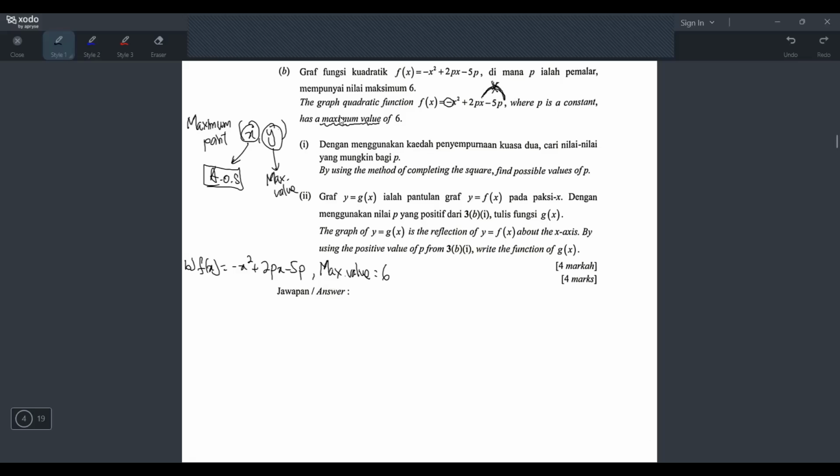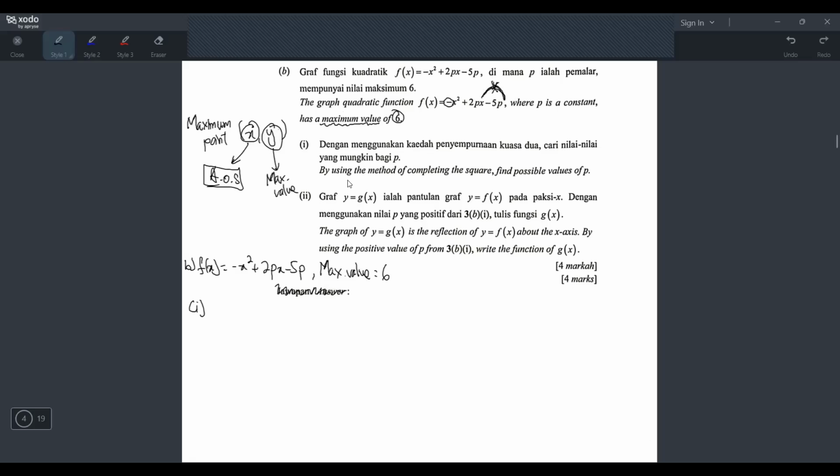But if I only mention maximum value, I'm only talking about the y coordinate. So what is 6? 6 is the maximum value, or you can also say the maximum point's y coordinate. That's what it means.